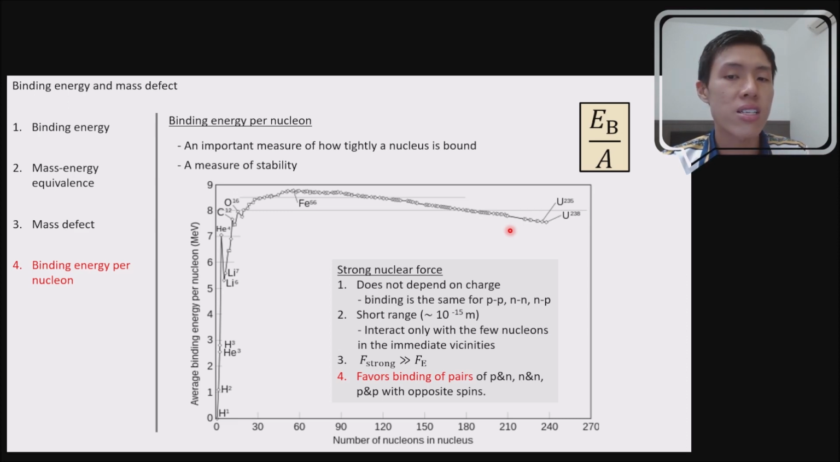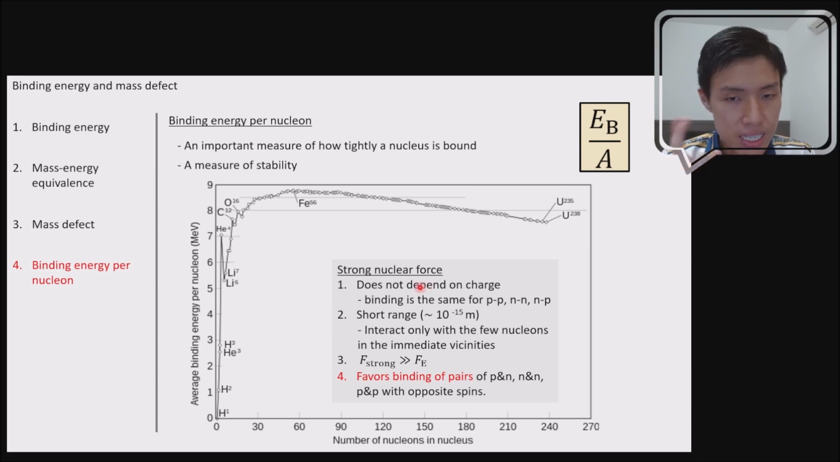But we have to understand the properties of the strong nuclear force very clearly. First, the strong nuclear force does not depend on charge. That means binding a proton and a proton using the strong force is the same as binding a neutron and a neutron, or a neutron and a proton. No matter whether protons or neutrons, the strong force does not differentiate. They bind the same way, so the strength of the strong force will be the same.